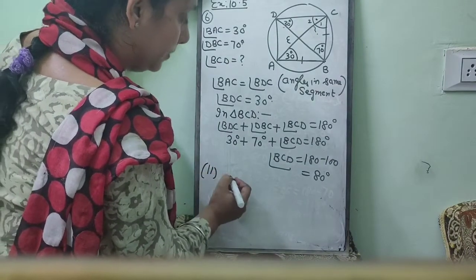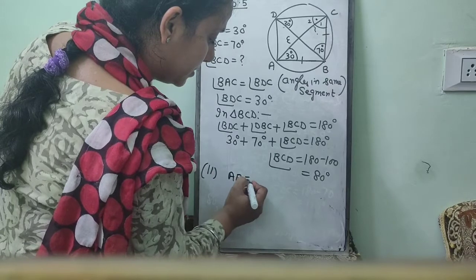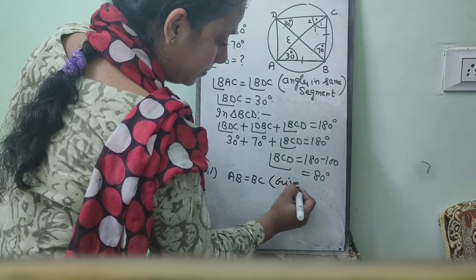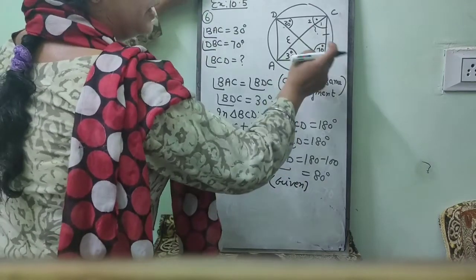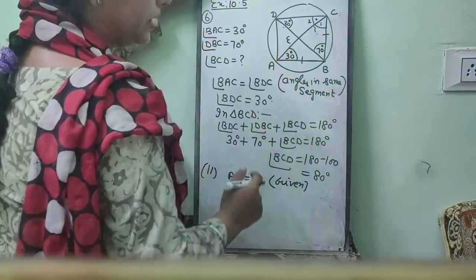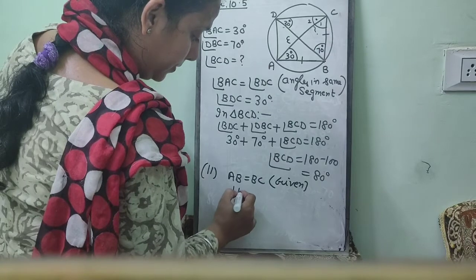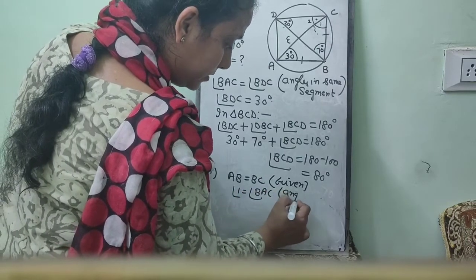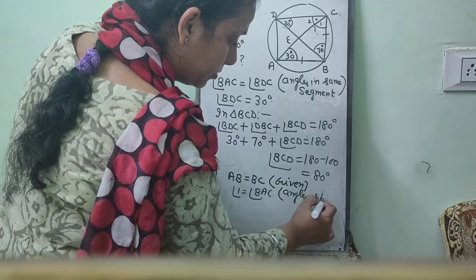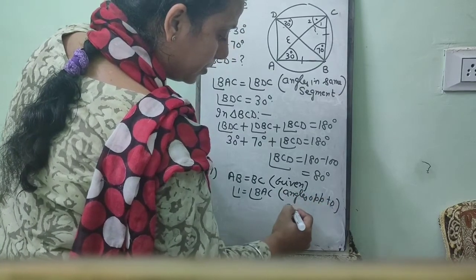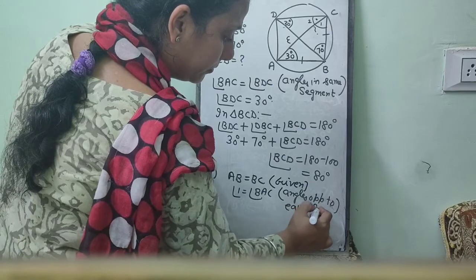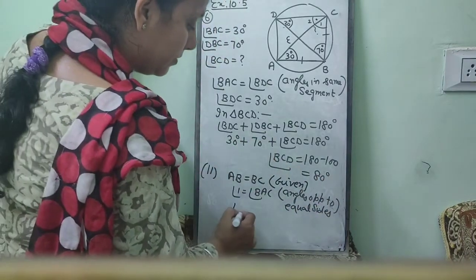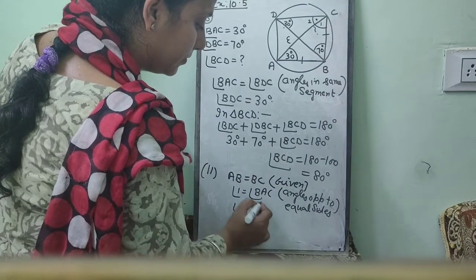In the second part, AB is equal to BC, given. Angle 1 will be equal to angle BAC, because angles opposite to equal sides are equal. So angle 1 will be equal to 30 degrees.